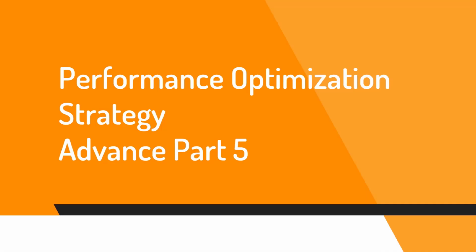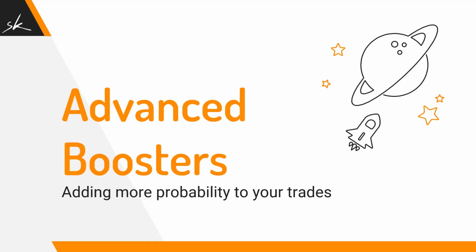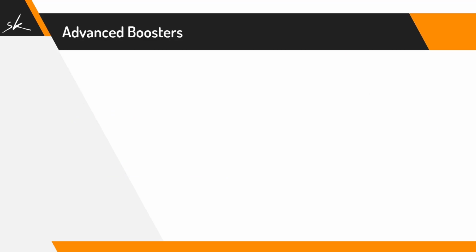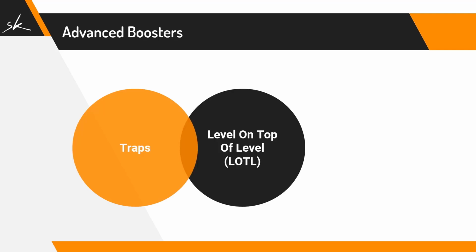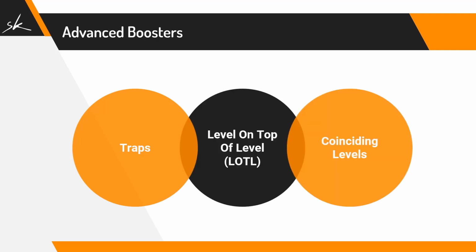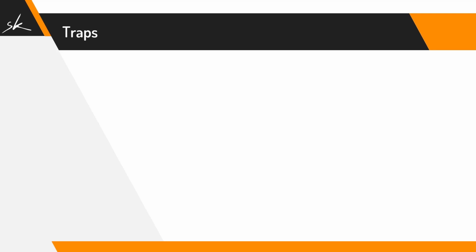Performance Optimization Strategy Advance Part 5. Advanced Boosters, adding more probability to your trades. Let's understand three advanced boosters: traps, level on top of level, and coinciding level. Traps are demand and supply zones where, based on conventional technical analysis, traders start making the novice mistake of buying expensive or selling cheap. When traders make these mistakes, the zone can work like traps.